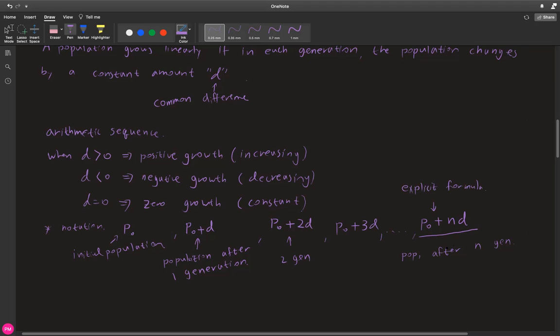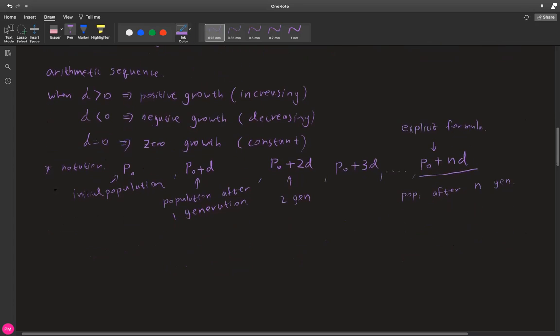Remember we did an explicit formula last time. So the explicit formula for an arithmetic sequence is actually given by P sub n. So this is the population after the nth generation. It's given by the initial population added to n, the number of generations, multiplied by the common difference. That's it.